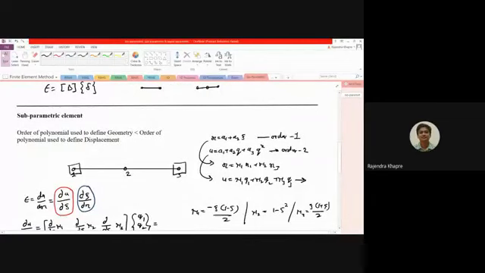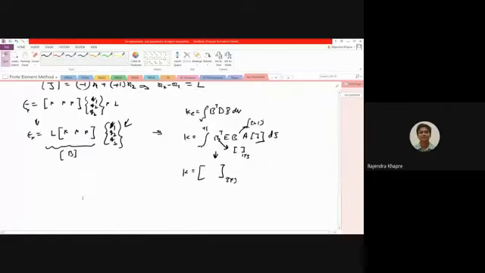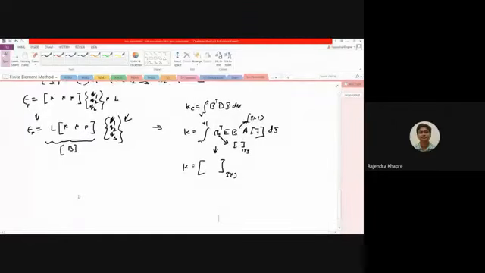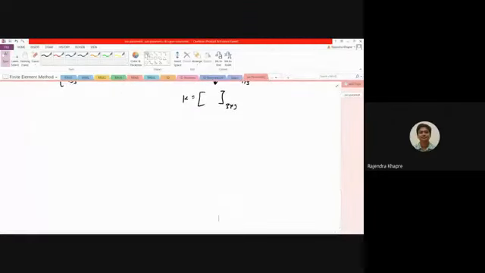So let us continue now, and this time we will see the super parametric element. Okay. So let us see what is the difference between this super parametric element and the other one. Let me draw a straight line over here. Now let us say this is a super parametric element.